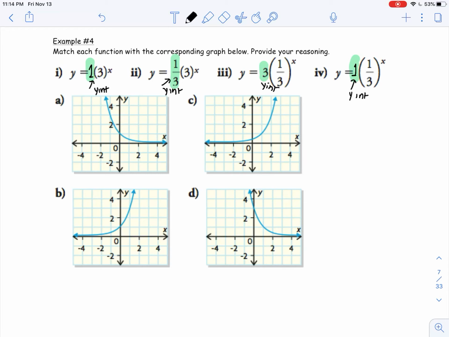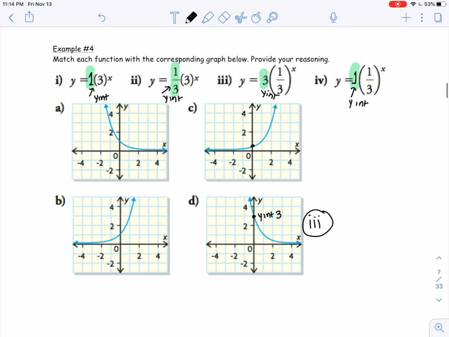So I'm going to look for a y-intercept of 3. If you look, this one has a y-intercept of 3, which means that it has to match up with graph number 3. That's the only one that has a y-intercept of 3. So D would be graph or equation number 3. Next, I'm going to look at the 1/3 y-intercept. 1/3 looks like it's this one right here. The y-intercept looks like it's about 1/3 here. So that means this has to be graph number 2 or equation number 2.